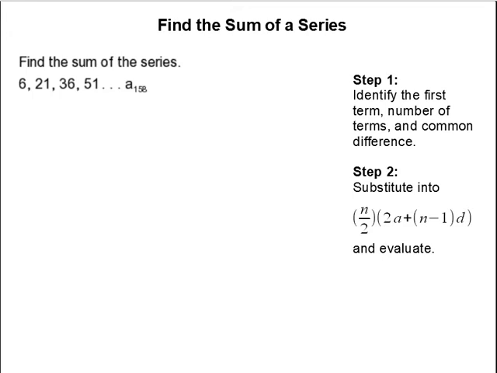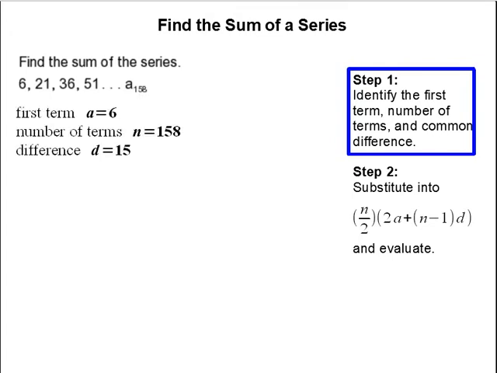Find the sum of a series. In this problem, we are going to find the sum of this series, and it starts at 6, and it goes up by 15, and there are 158 terms. So we're going to identify all that.